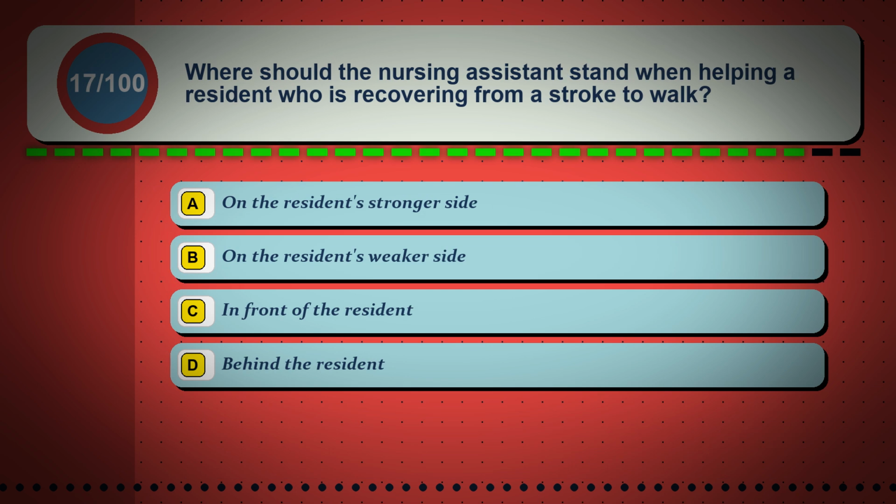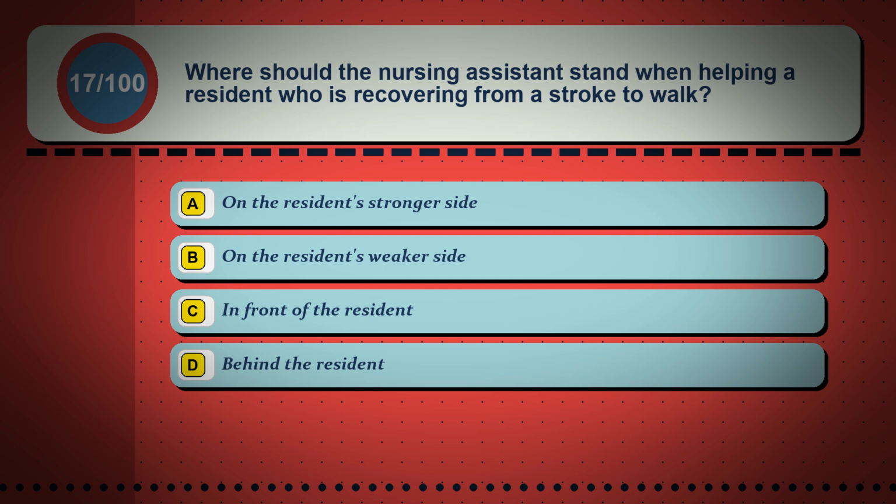Question 17. Where should the nursing assistant stand when helping a resident who is recovering from a stroke to walk? Option A. On the resident's stronger side. Option B. On the resident's weaker side. Option C. In front of the resident. Option D. Behind the resident.